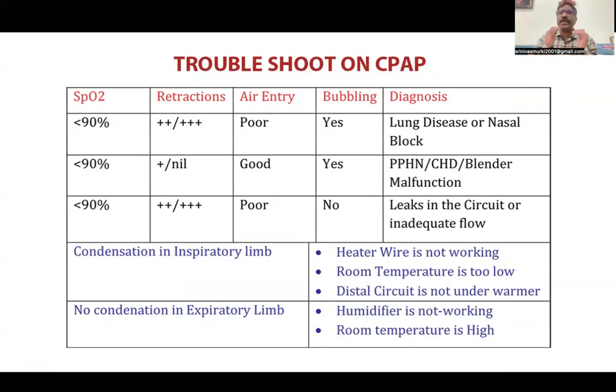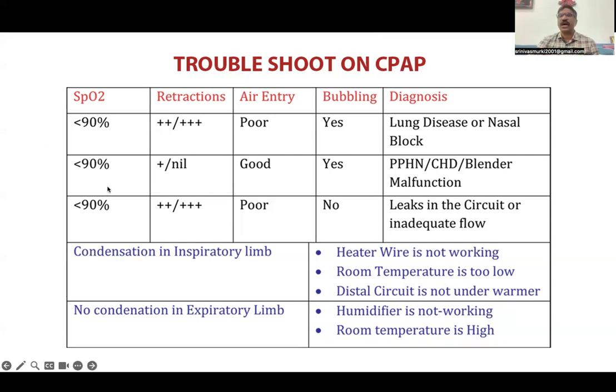If the baby is having hypoxia and retractions, what does it mean? Lungs are stiff, or the pressure is not reaching the lung. How do you know the pressure is not reaching the lung? If bubbles are not there, there is a leak in the circuit. If bubbles are there, pressure is there in the circuit, but it's not reaching the lung, then there could be a nose block. If bubble sounds are heard, bubbles are seen, but retractions are still there and the baby is having hypoxia, that means your pressure is inadequate. So keep increasing the pressure or use surfactant to open the lungs.